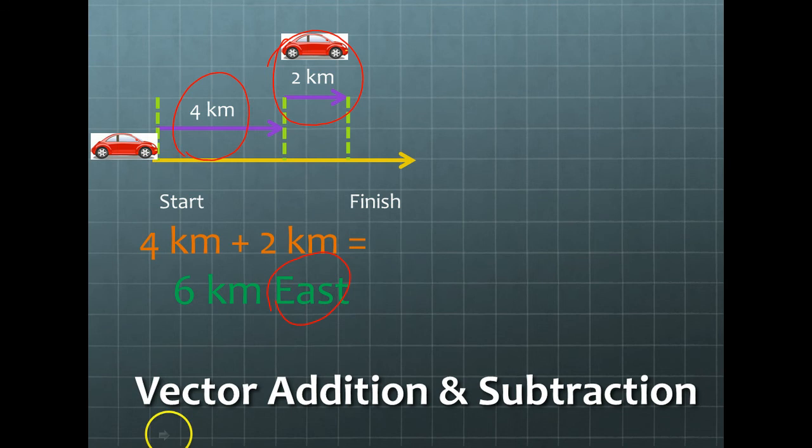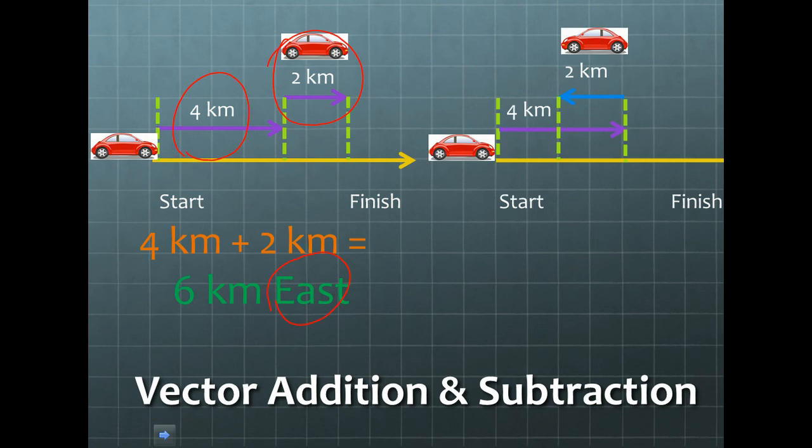Okay. So let's look at that if they're going in different directions. So we have 4 kilometers plus 2 kilometers, but the one going this way is bigger, so you would subtract them. So we have 4 minus 2. So it's 2, but the one going east is bigger, so that's why it has an east there.